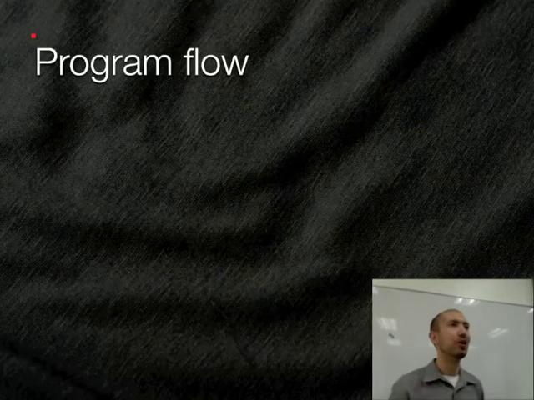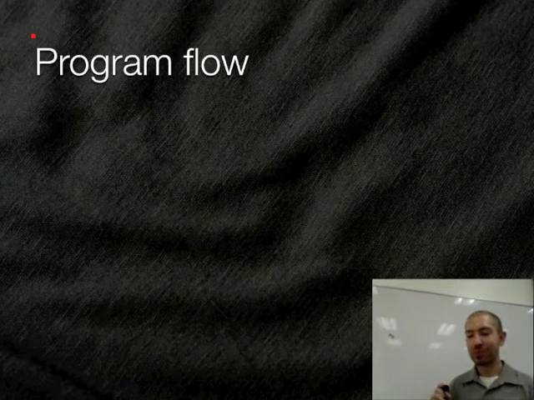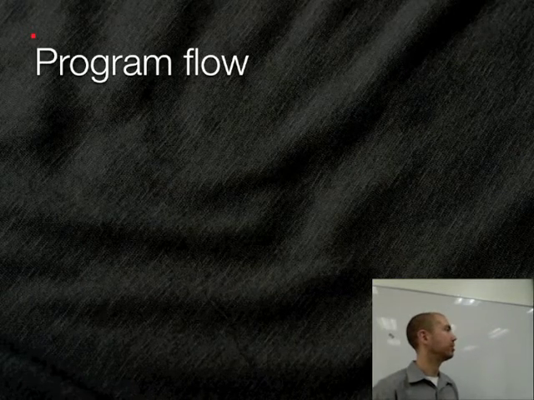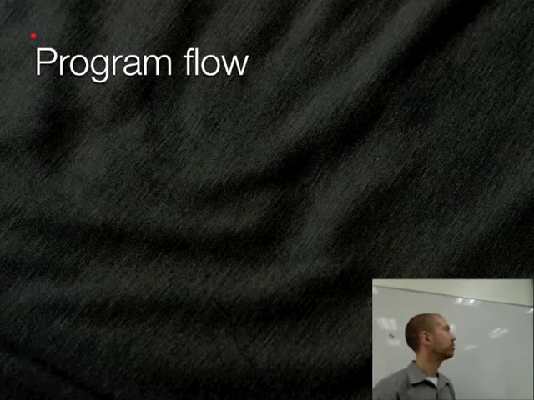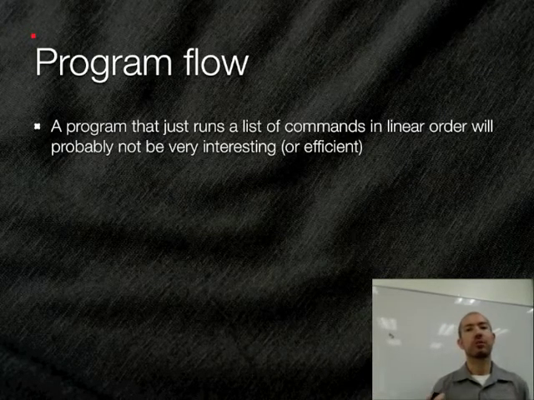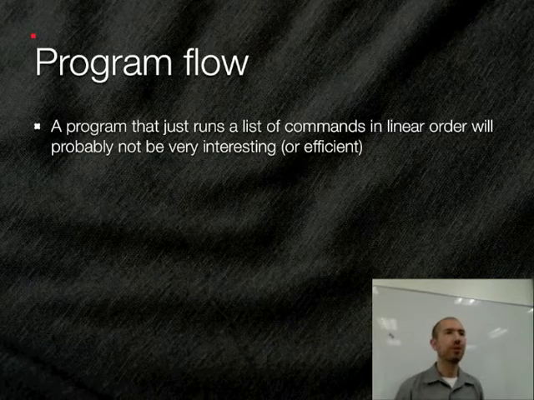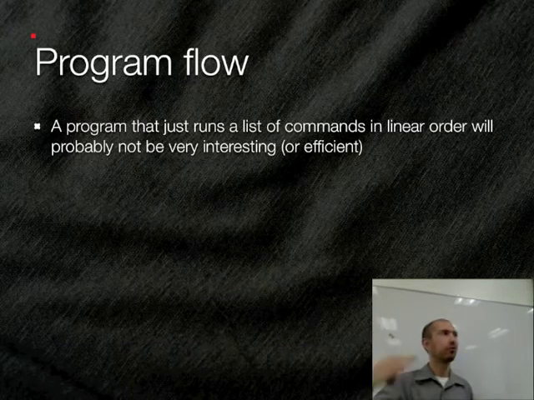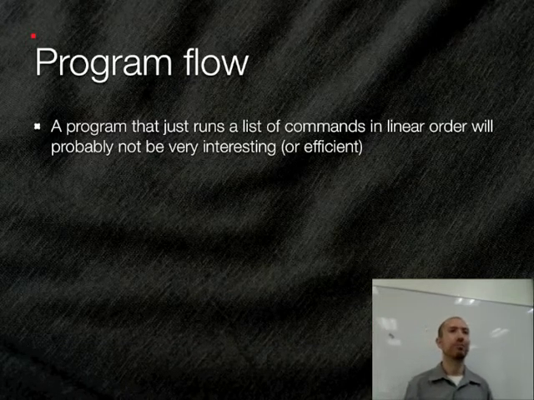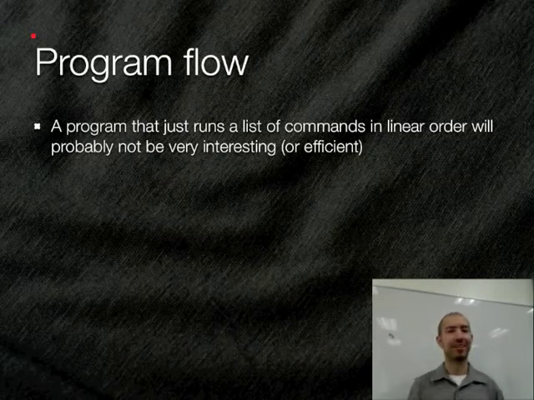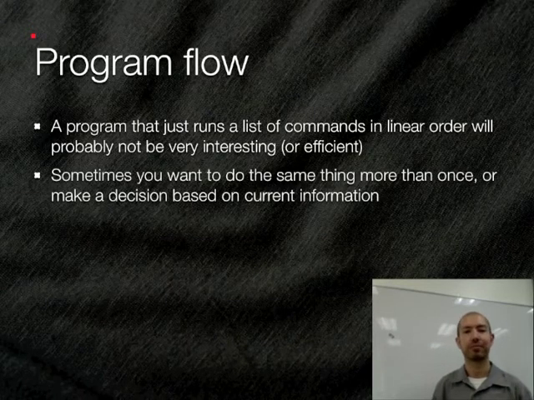Okay, so program flow. So let's talk just a little bit about what I mean by program flow, and then we're going to use these skills for the rest of the class today to build some more complex programs. So as you might be able to guess, a program that just runs a list of commands straight down the list in straight linear order is probably not going to be that interesting, right? So what we've done so far, it's kind of cute, but what can you really do with that, right?